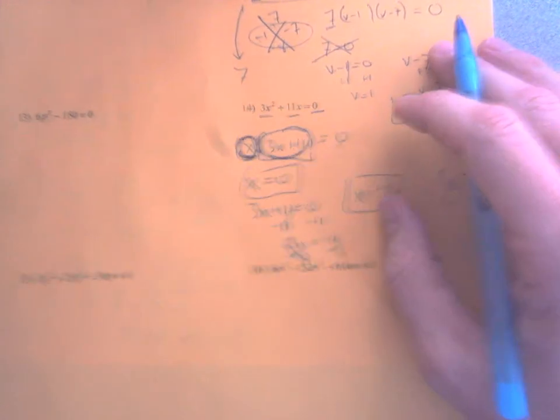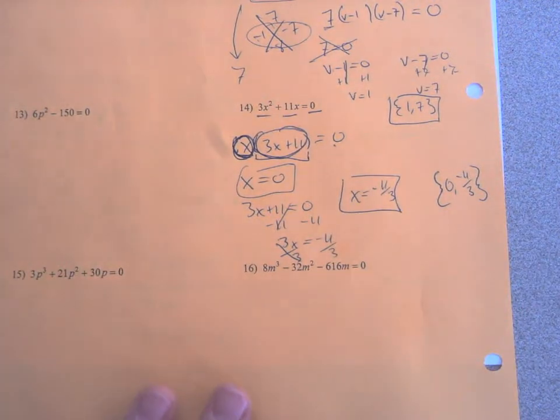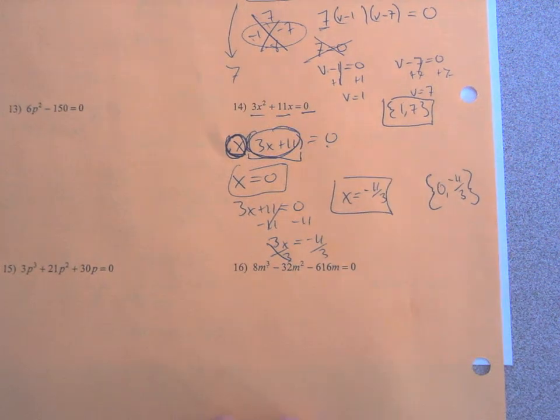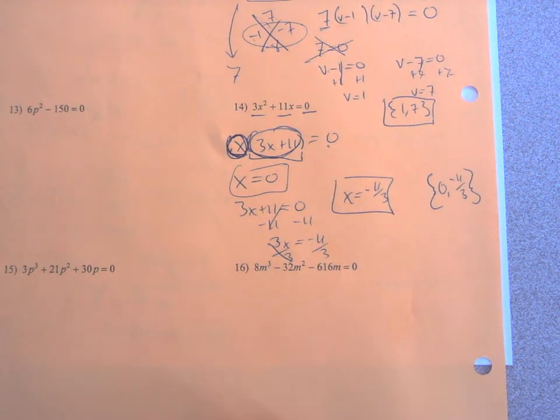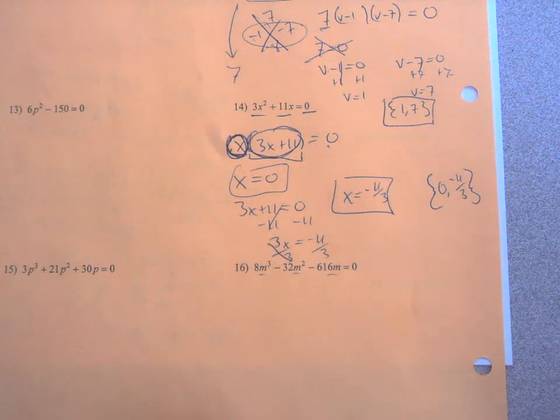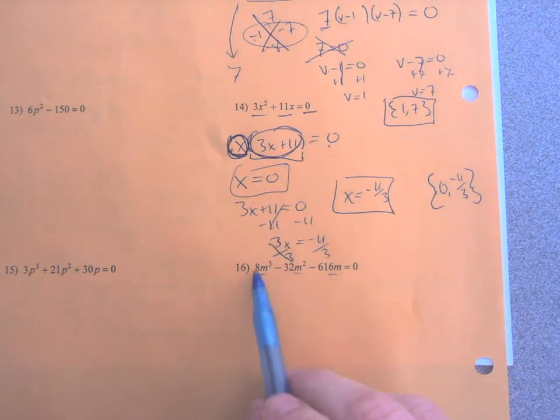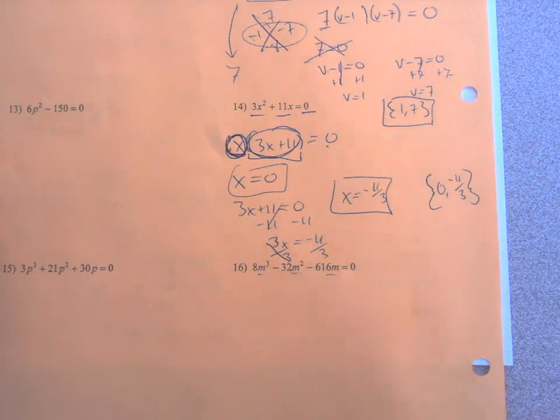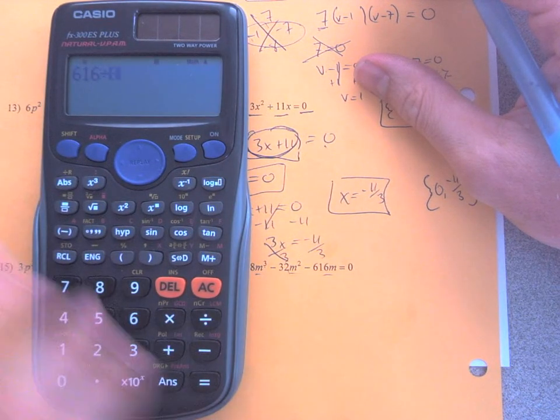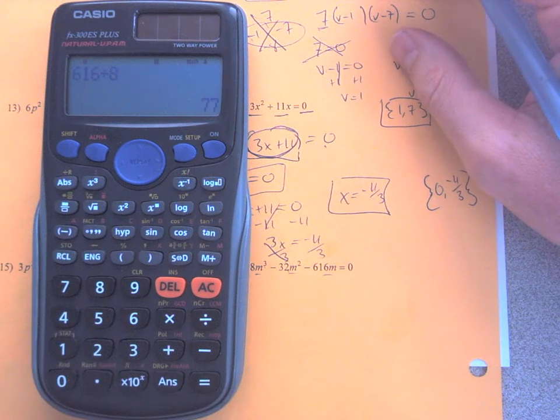Okay, 16. Now on this one, notice that there's a degree 3. So your initial reaction may be, oh shoot, well that's not quadratic. I don't know what to do here. Well, it's true, it's not quadratic. This is a cubic trinomial. But also notice that each of them have an m in it. In addition to that, I think each of them have an 8 in it. I know 8 goes into that, and I know 8 goes into that. So fingers crossed, does 8 go into 616? Hopefully it does.